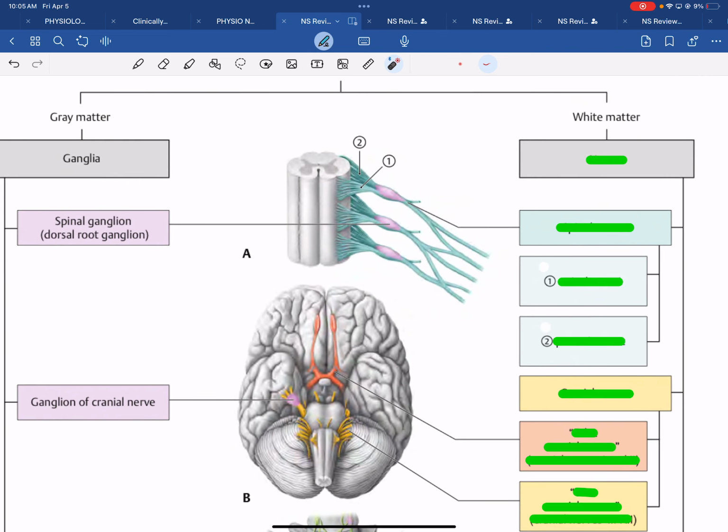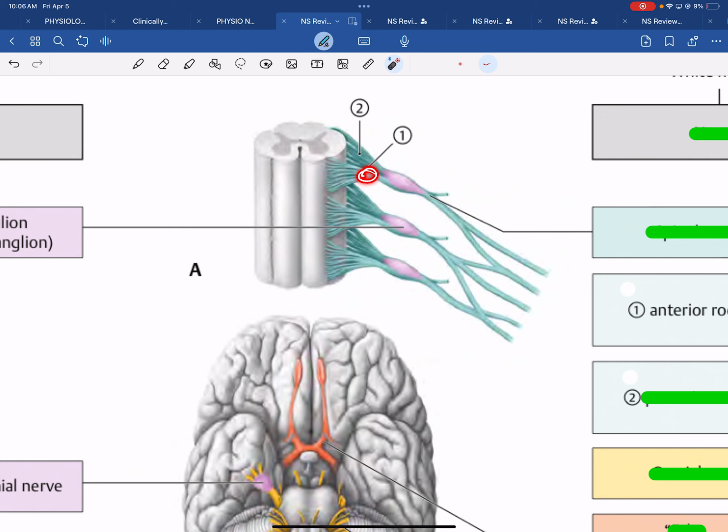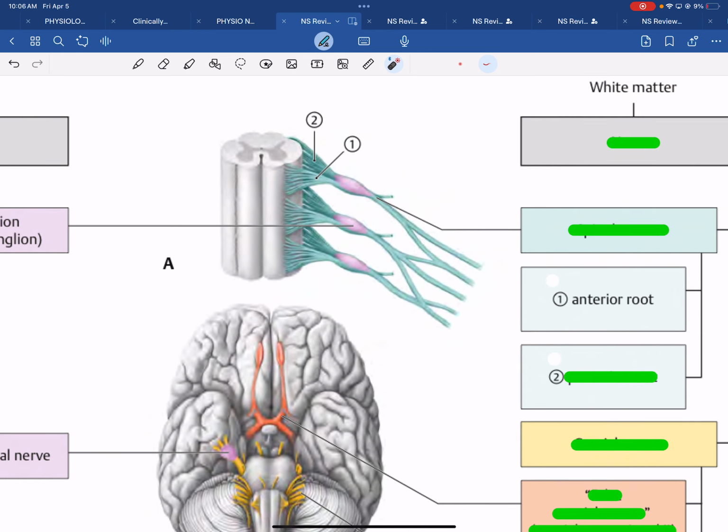Okay, what did they do here? Let's name number one. What is number one? Which rootlets? Spinal rootlets? Anterior. Good, anterior rootlets. So what is that? It is that one. So they're saying that this is the root. These are the rootlets. So anterior root, posterior root, anterior rootlets, posterior rootlets.